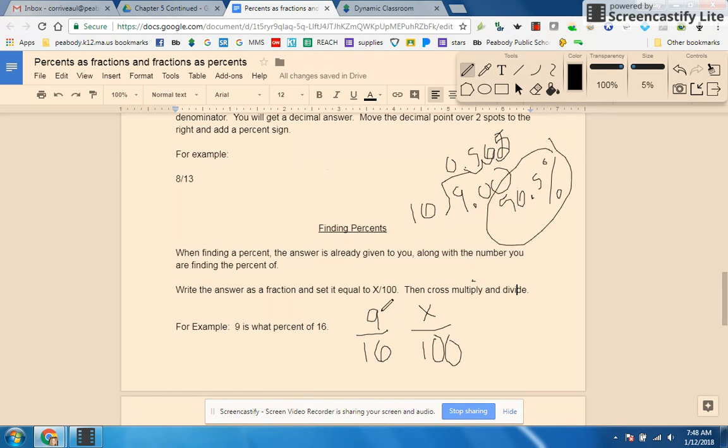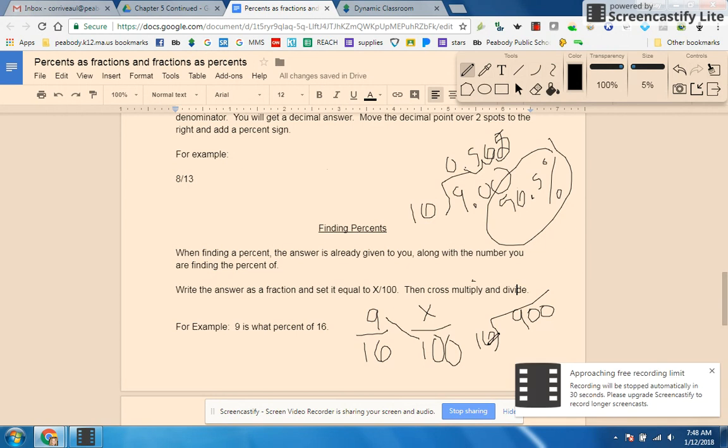Or another way that you might like better, this is another option, is you can multiply across. So you could do 9 times 100, which is 900, and then divide that by the number you haven't used yet, which in this case is 16, and you would get the same exact answer. So 900 divided by 16 gives me the same thing, 56.25%, and that gives you the answer without having to move the decimal.